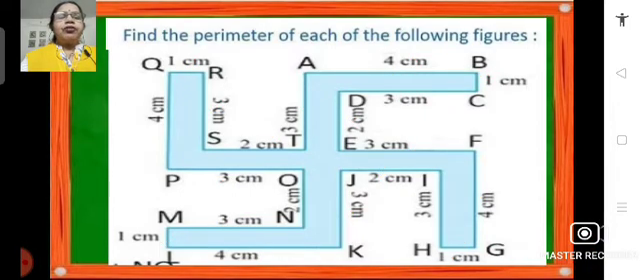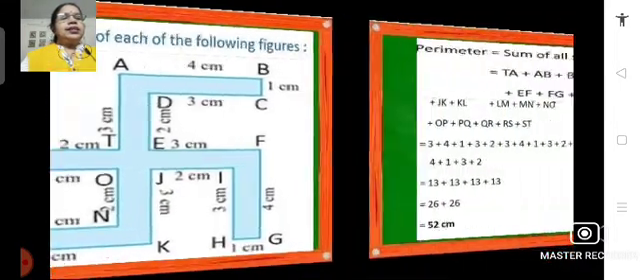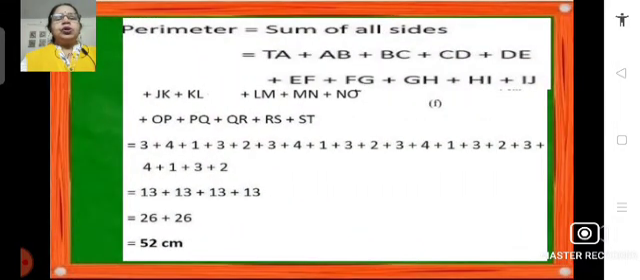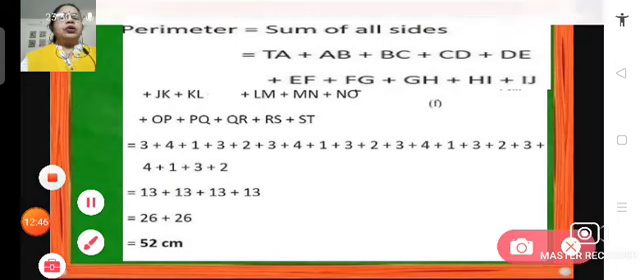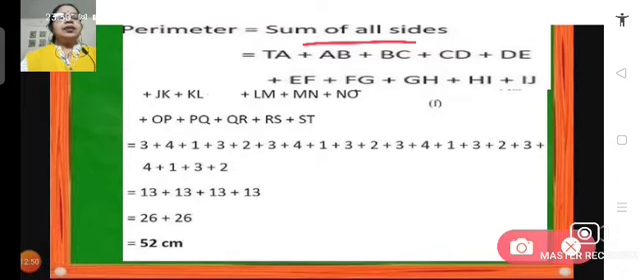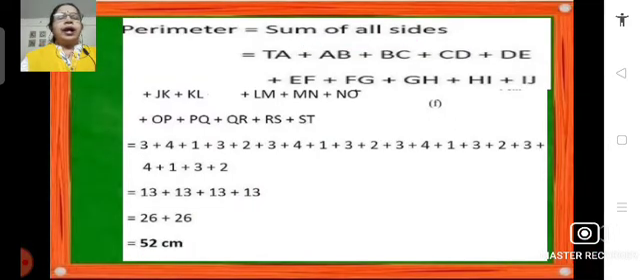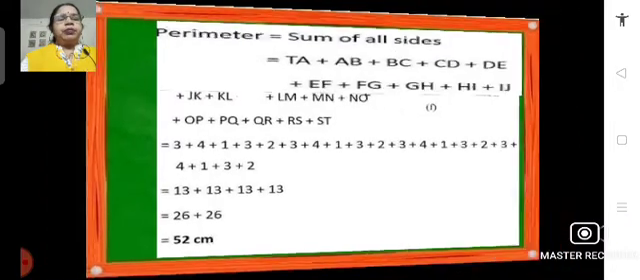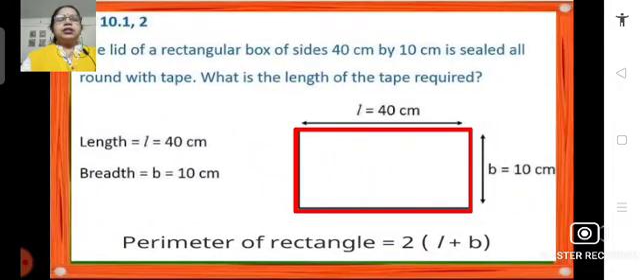You can start from anywhere and add the lengths of the sides. So let's see how we have done this. So perimeter is equal to the sum of all the sides. We have taken the lengths of all the sides, and by adding this we get 52 centimeters. We just have to add the lengths of all the sides. Then we get the perimeter as 52 centimeters.